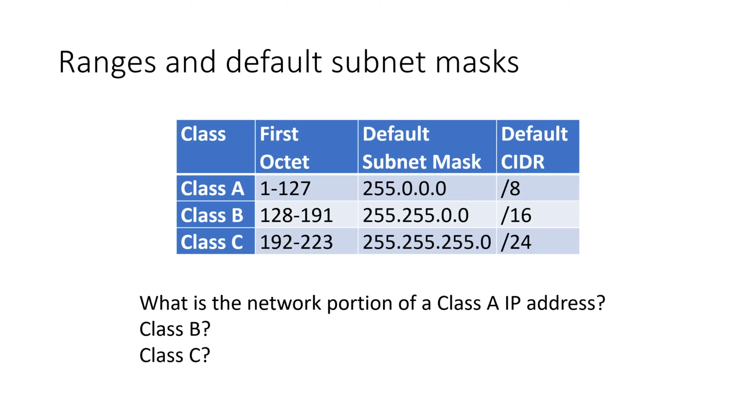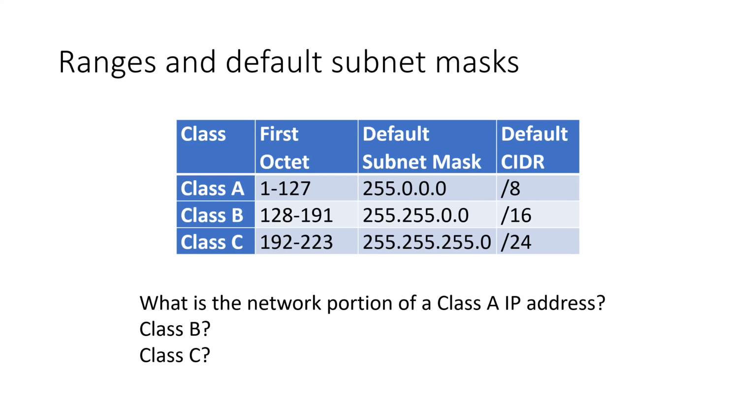And again, classful addressing is for public IPs only. You can determine the class of a public IP address by just looking at the first octet. It's that simple. Class A ranges from 1 to 127. Class B ranges from 128 to 191. And Class C ranges from 192 to 223.